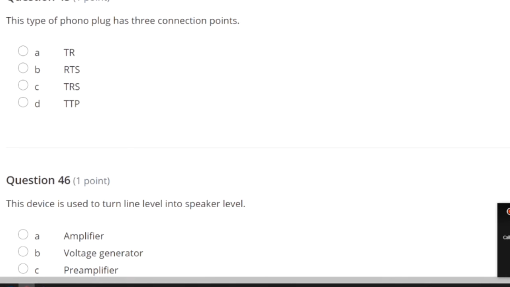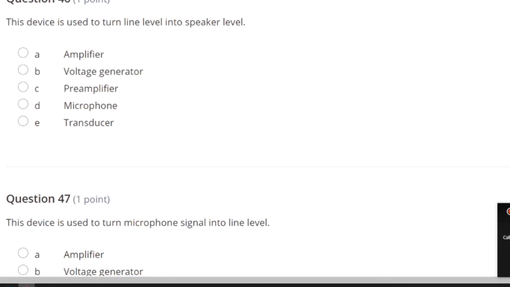Pretty remarkable. Question 45. This type of phono plug has 3 connection points: A. TR, B. RTS, C. TRS, or D. TTP? If you have 3 connection points on a phono plug, like your headphone wires have, that is tip, ring, sleeve. C.